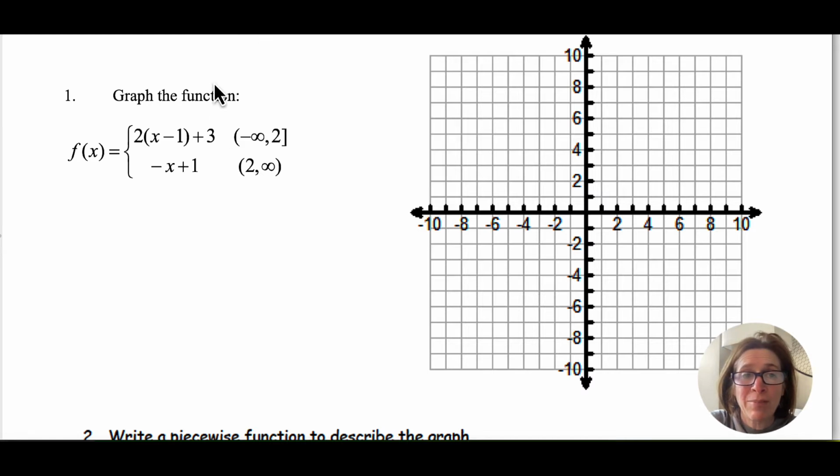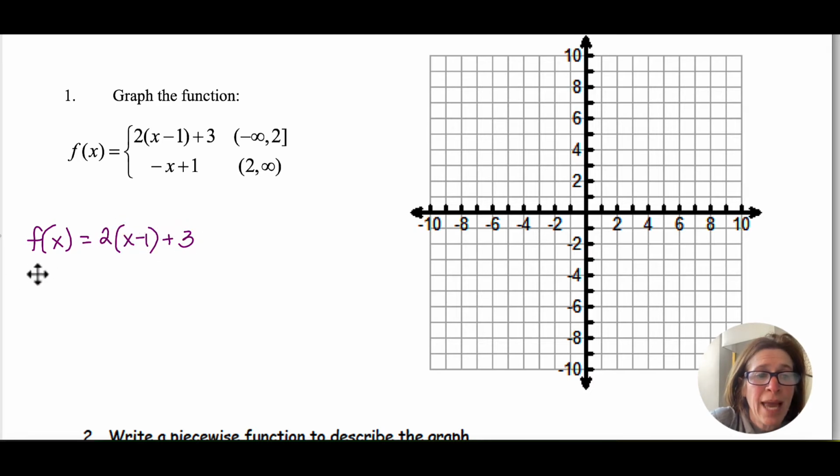and where you're looking at them. So a piecewise function typically is going to have 2 or more parts to it. This one that I'm looking at here has 2. And so you can think of them as their own separate function. They really are f of x equals 2x minus 1 plus 3, and you could also think of it as f of x equals negative x plus 1. But you're only looking at them on this piece.